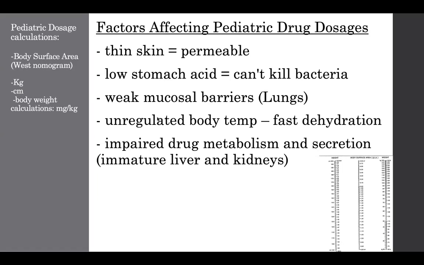So the factors affecting pediatric drug dosages, you're going to have thinner skin so that it's going to be more permeable. And with the lower stomach acid pH, you're going to not be able to kill bacteria as well in pediatrics. The lungs in children also have a weaker mucosal barrier, so it's easier for bacteria to pass through there. And then you have an unregulated body temp, so they dehydrate very quickly. And then when it comes to impaired drug metabolism and secretion, that is due to their immature liver and kidneys.